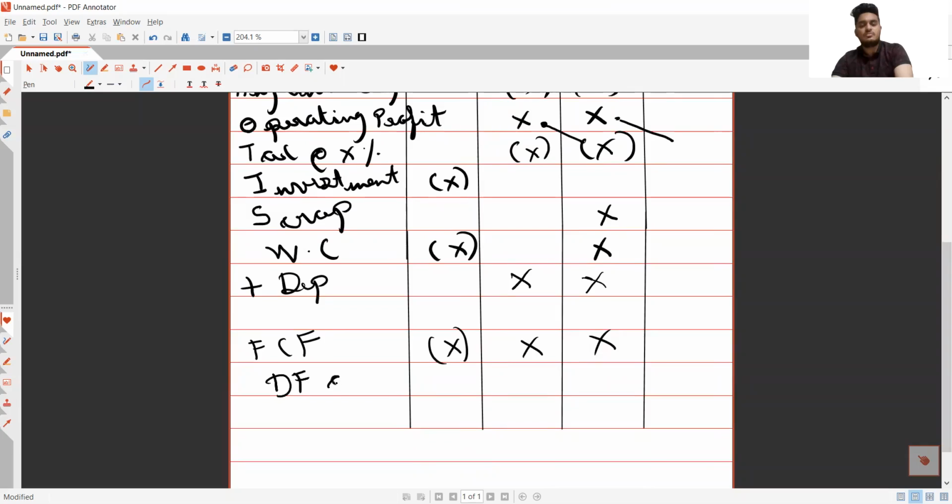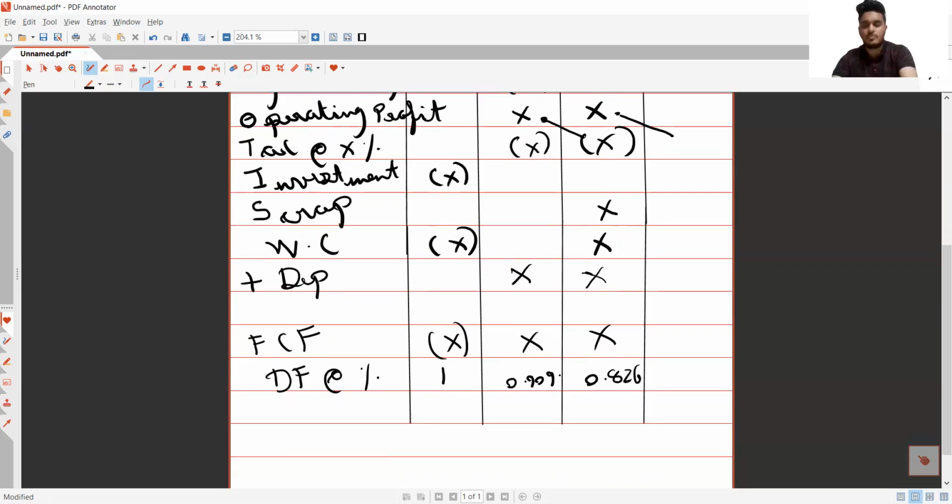Discounting factor. Guys, the discounting factor on most occasions will be given. However, on a few occasions, you may have to compute that as well, but that's fine. We'll speak more about that as we hit a question. For the time being, let's assume that you have a discounting factor. At T0, your discounting factor is always 1 because it's now, not in the future. You would have a discounting factor here. Let's assume 0.909, 0.826, and so on.